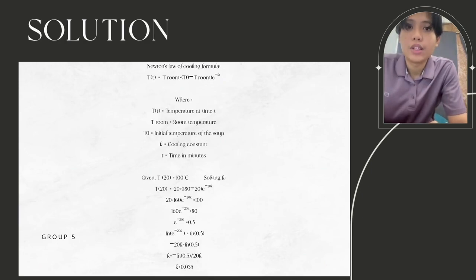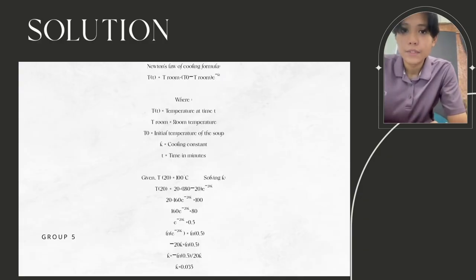The next step is we need to solve for k. So we substitute 20 into t. So we get T(20) = 20 + (180 - 20) times e^(-20k). So we get 20 + 160e^(-20k) = 100. We bring 20 to the other side, so we get 160e^(-20k) = 80. Then we bring the 160 to the other side, so we get e^(-20k) = 0.5.